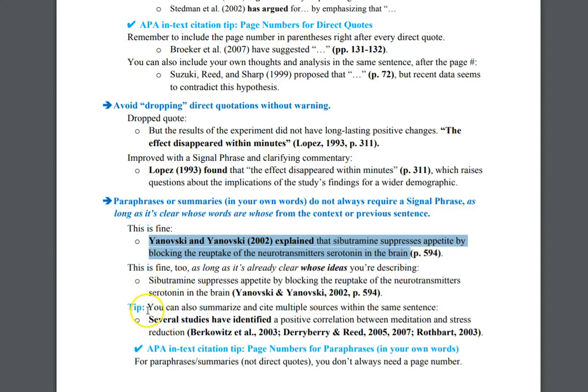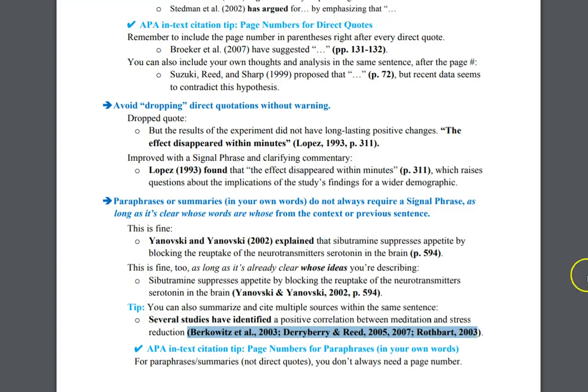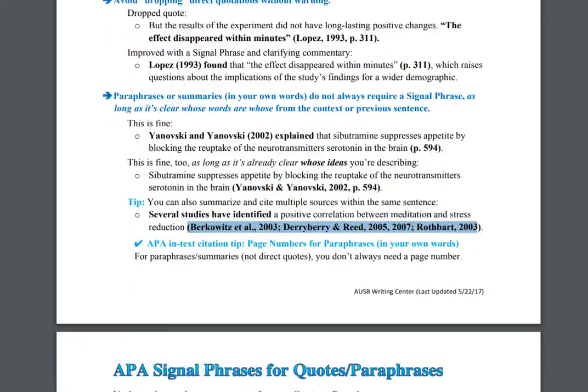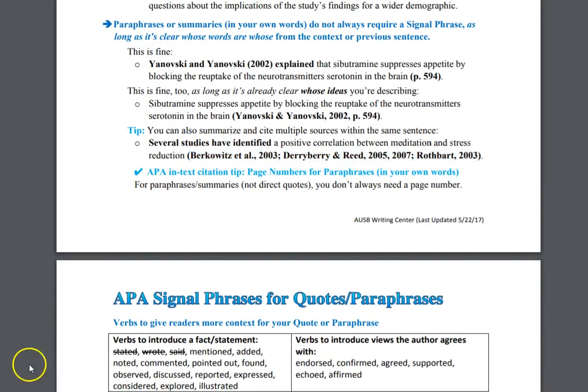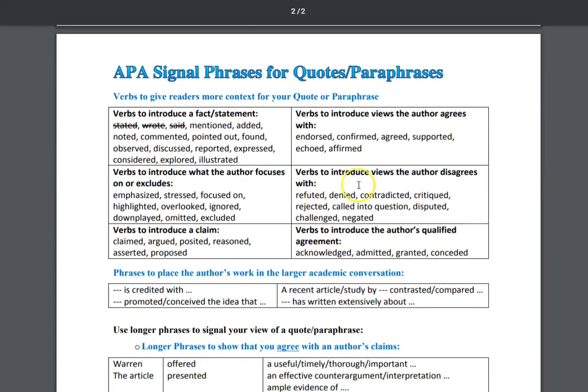You can also summarize by citing multiple sources. If all of your sources are saying the same thing, you can use that as a summary. You can say, several studies have identified a positive correlation between meditation and stress reduction. And then you need to cite all of the sources where you found them. The main thing for you in the next couple of days is just to make sure that you are using these suggestions, this chart, and changing and using stronger verbs in your writing.